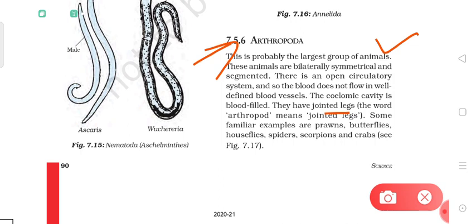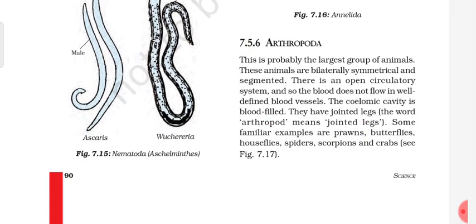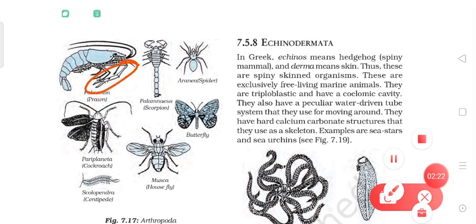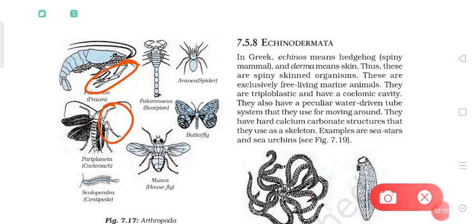Why they are called jointed appendages or jointed legs? Here you can see the word arthropod means jointed legs. So from jointed legs this name has been originated. Dear students, these animals have jointed legs. Here you can see these are the jointed legs. Why they are called jointed legs? Because the legs are made by joining of many segments. That's why they are called jointed legs or jointed appendages. So there are many appendages, there are many legs we can say, which are made by joining of different segments.